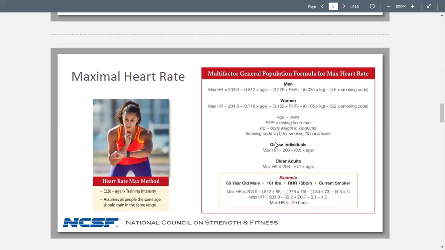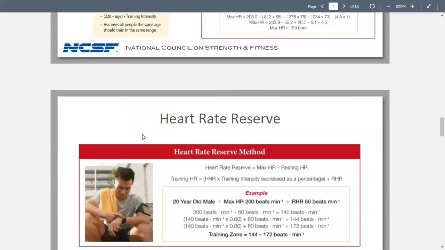And then also for obese individuals, max heart rate is 200 minus 0.5 times age. For older adults, you could do 208 minus 0.7 times your age. The heart rate max method is 220 minus your age, which is your max heart rate, times your training intensity, what percent. It assumes all people of the same age should train in the same range. We'll talk more about the heart rate max method in a little bit.